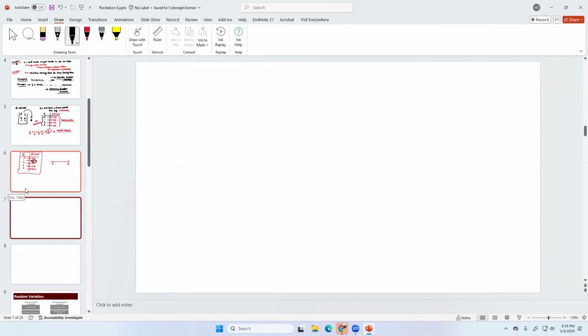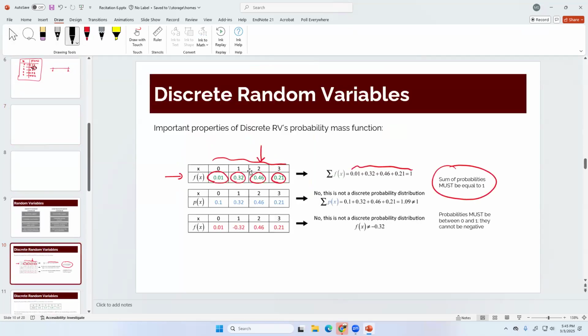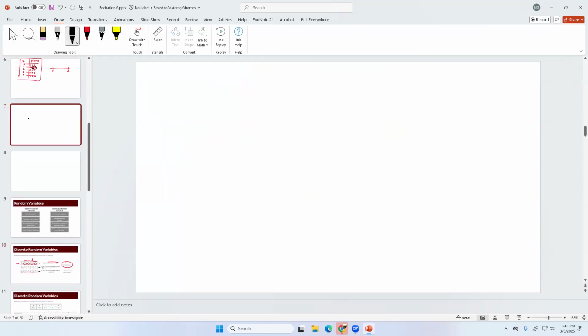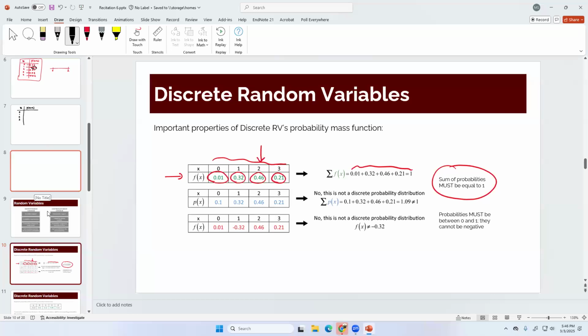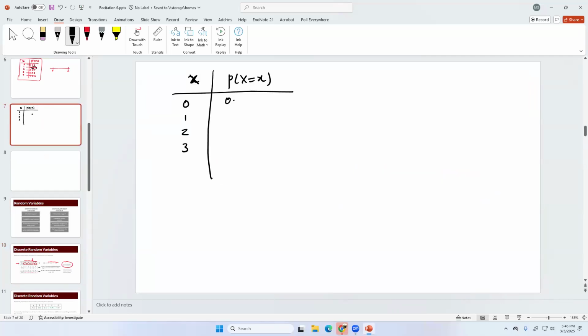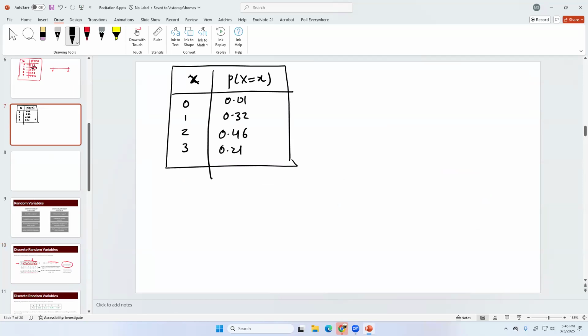How do I visualize a table like this? Let me say 0, 1, 2, 3, right? So 0.01, 0.32, 0.46, 0.21. So this is the table, right? This is the table that tells you the possibilities and the probabilities. Now, you can visualize it like this.